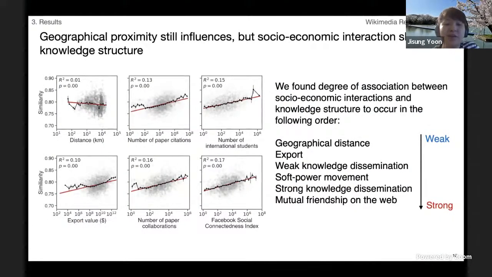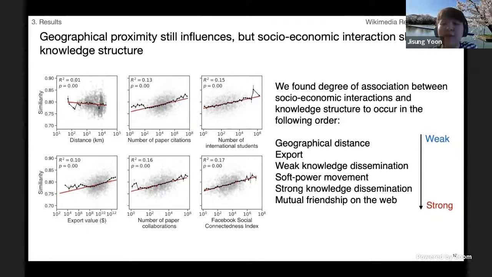In this plot, the y-axis is the similarity between the 2 language groups, and the x-axis is the socio-economic interaction between the 2 language groups. We can say that the correlation between the geographical distance and similarity is very, very low, at 0.01 something. But if we go to the socio-economic interaction, the coefficient between the 2 is very, very high, about 0.1 or something like that.